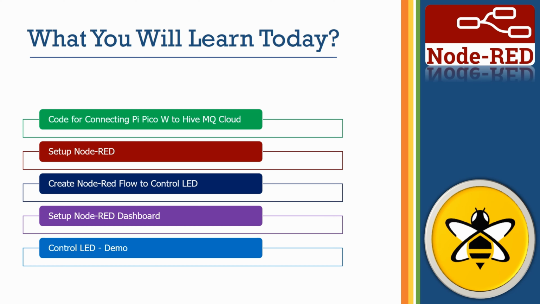So the first step guys we are going to do is we first write the code for connecting the Raspberry Pi Pico W with HiveMQ cloud, and then we are going to do the setup for the Node-RED where we create the flow, and by creating the flow we are going to control the LED. And in the next step we are also going to have a Node-RED dashboard, so we will have a proper button for controlling the LED.